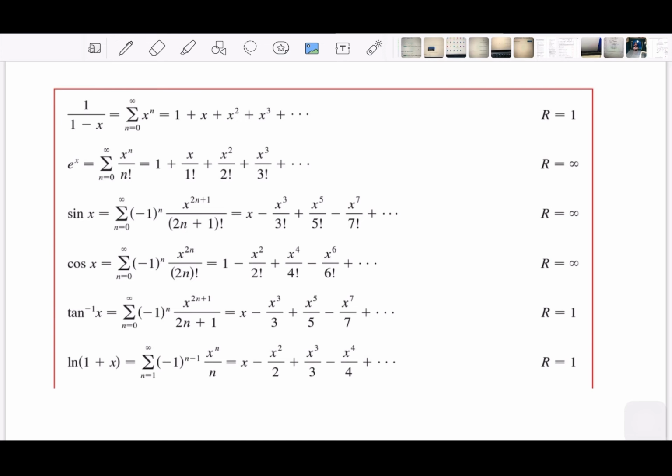If you look at the pattern, it's actually pretty similar. You see x to the power of n over n factorial and x to the power of n over n. It's pretty similar. So why do all these become essential functions? Because they look pretty familiar to each other. This tangent inverse looks pretty similar to what we have in sine. For example, sine has factorials, while tangent inverse does not.